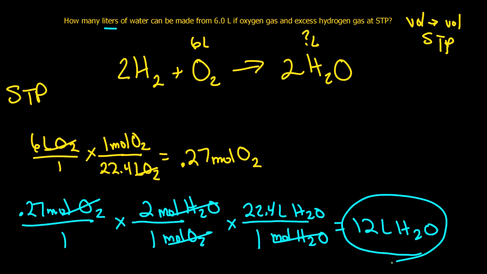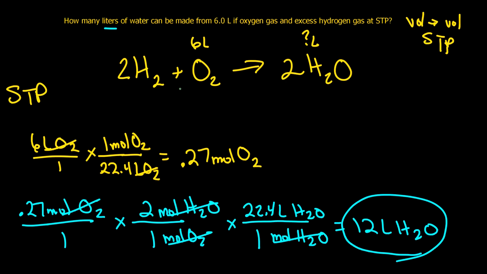Now earlier I said a volume to volume at STP is super simple, and here's why. If you notice, we had 6 liters of oxygen and we found our answer to be 12 liters of water. So in a volume to volume at STP, all you really have to do is multiply by your ratio. Because look, from the start I divided by 22.4, and in the end I multiplied by 22.4. That cancels itself out. So all I really did was multiply by the ratio, which was 2 to 1.